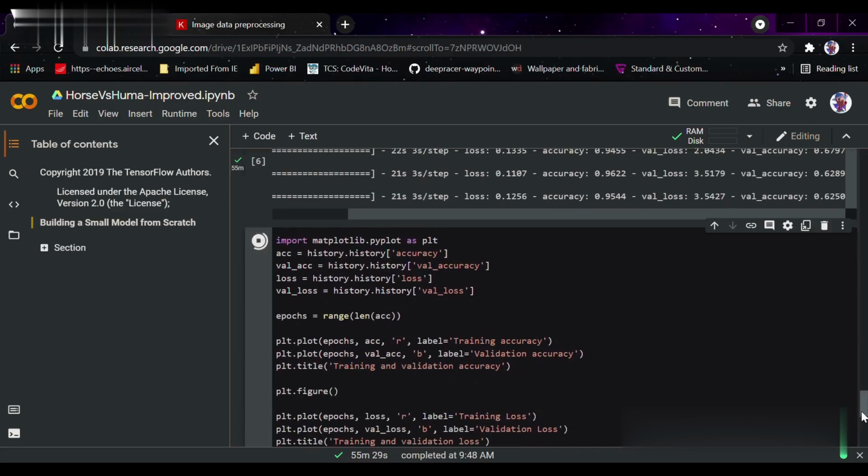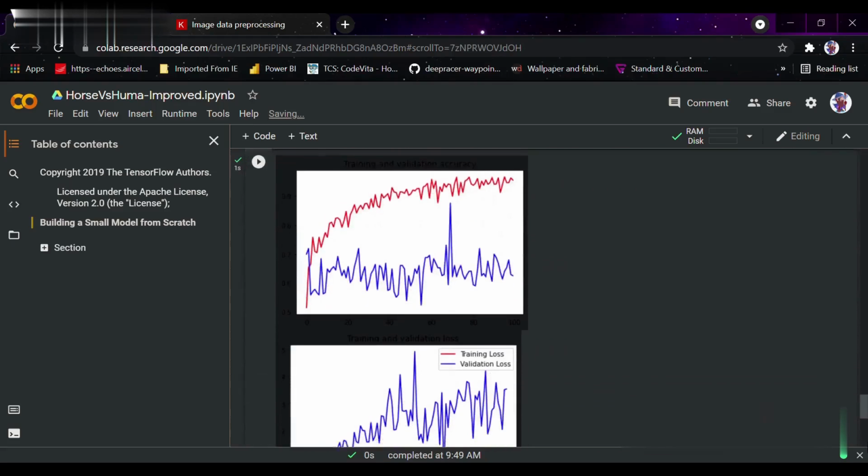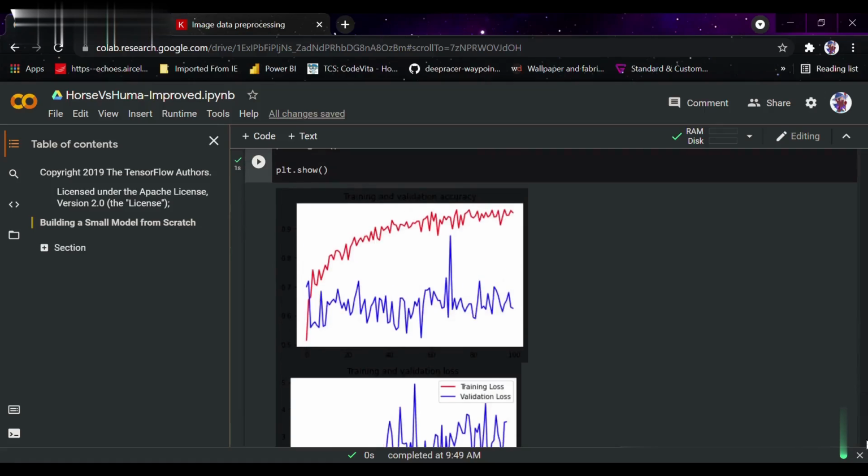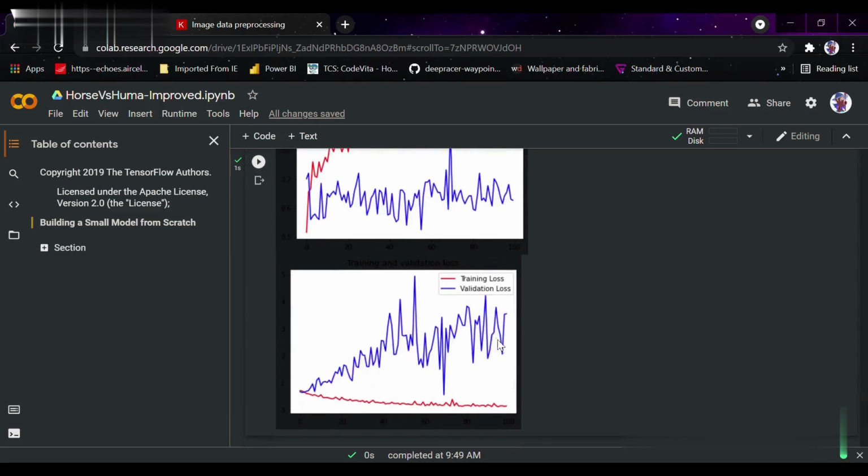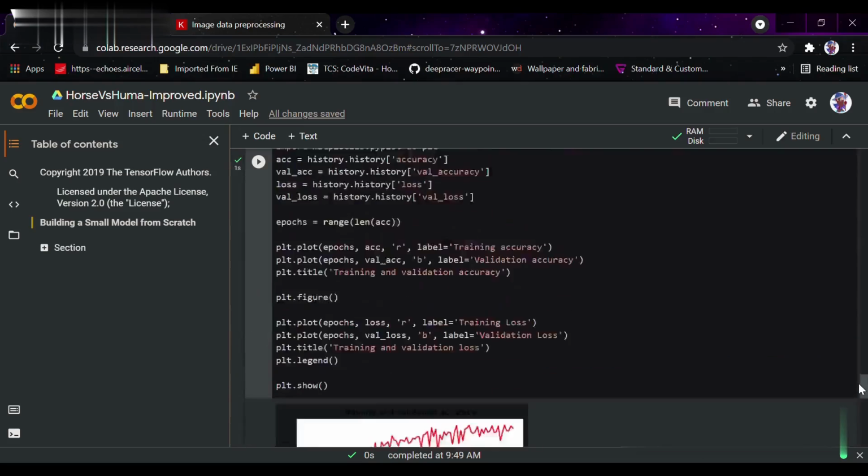Now we plot the graph of validation accuracy. You can see that the validation accuracy and training accuracy have a lot of difference. Training accuracy was constantly moving up, and validation was not at all constant, because it had a lot of ups and downs. But when it comes to loss, training had almost no loss till the end, but validation had a consistent gain of loss. So yeah, around 63% of accuracy.